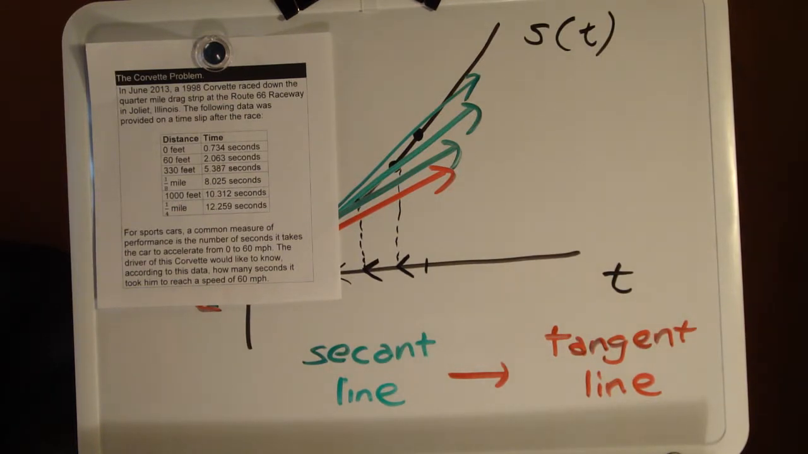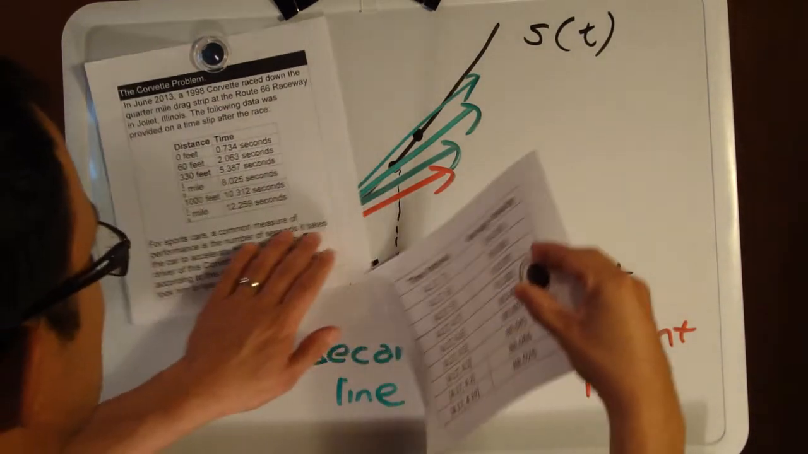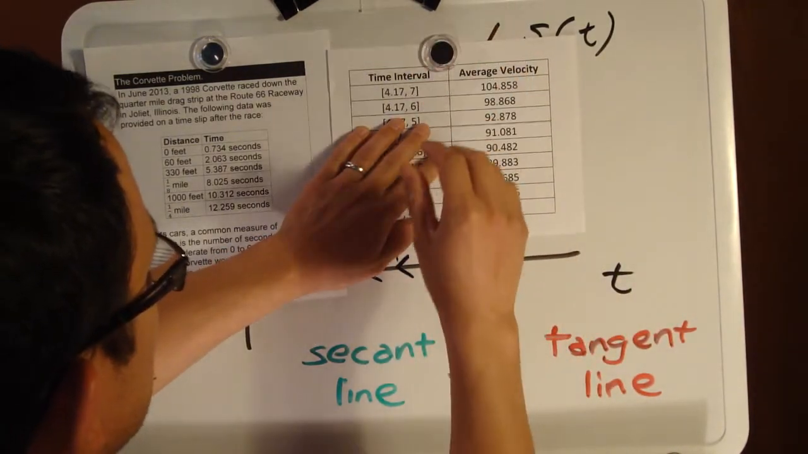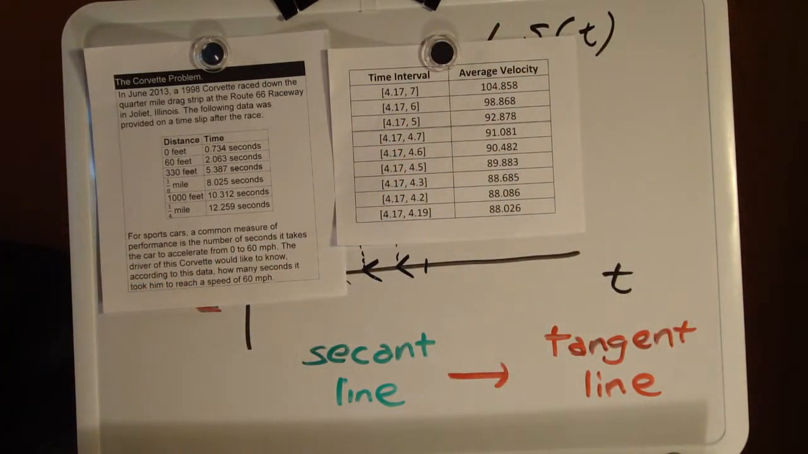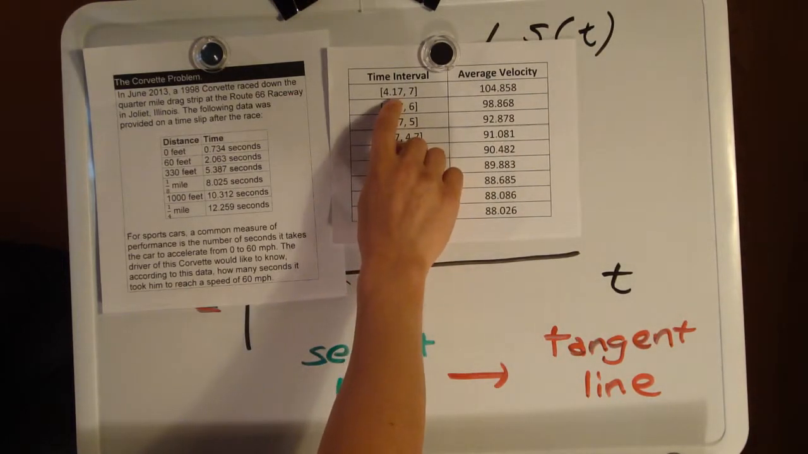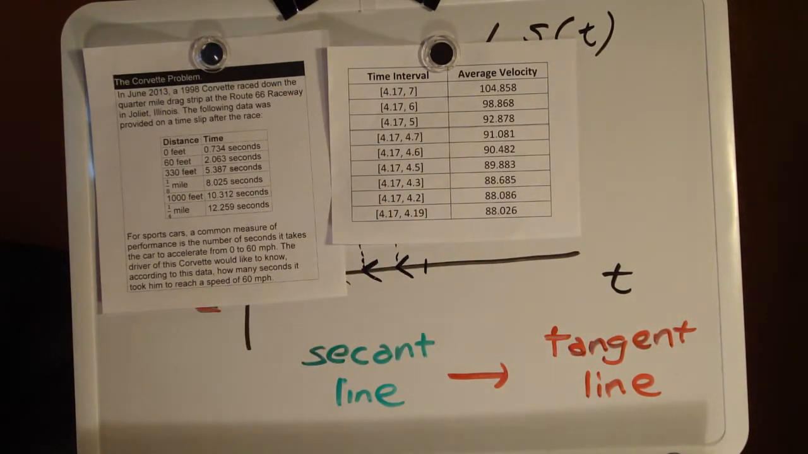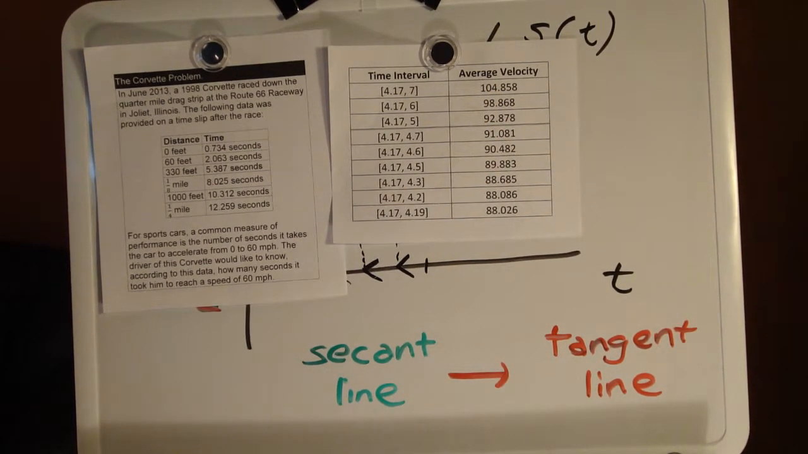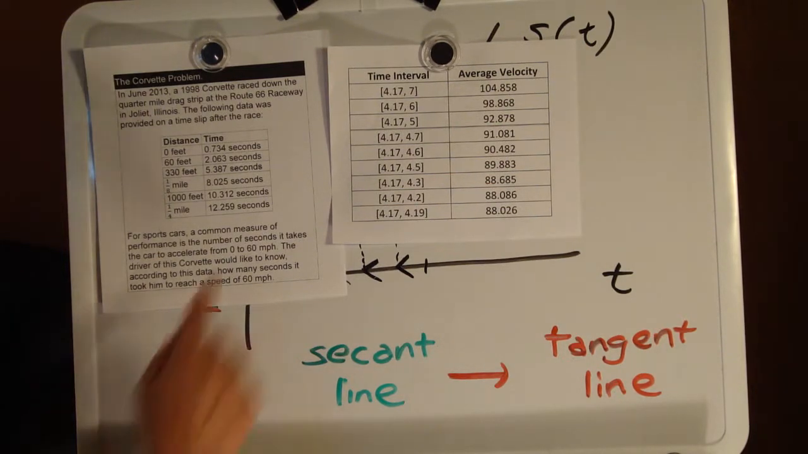And so one way I want to illustrate this so you can see the essence of the idea is to look at some data here that corresponds to what we did graphically. Okay, so what we're doing here is looking at an interval of time, just like we saw before, and then we calculate that distance over time, that simple calculation, and you'll notice you get these average velocities. So if you calculate from 4.17 to 7 seconds, that's a pretty wide window of time. And you can see the average speed of the Corvette was around 105 feet per second.